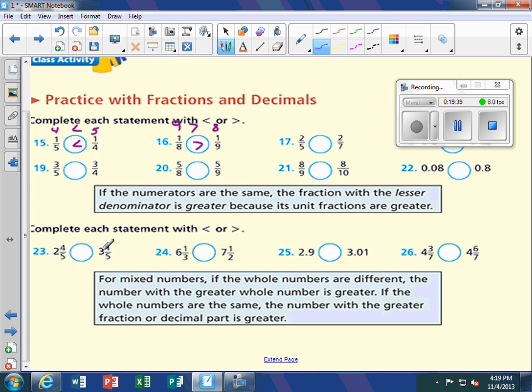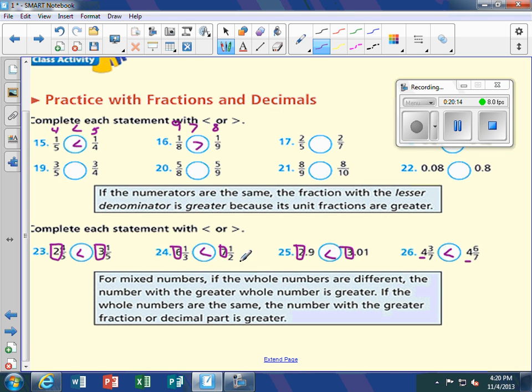2 4/5, 3 1/5. So right here, if you look at it, the 3 is larger than a 2, so that way it can just go that way. Same thing with this. The 6 is larger than a 2, so you know that it's greater. 2.9, 3.1. Well, the 3 is larger than a 2, so it's greater. 4 and 3/7, 4 and 6/7. Now the 4s are the same here, but now you look at the 3/7 and the 6/7, because they have the same denominator, 6 is greater than 3.